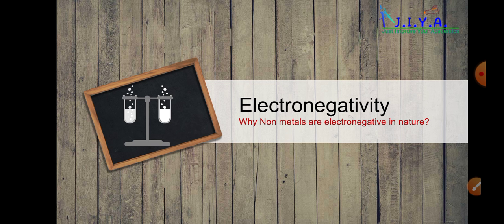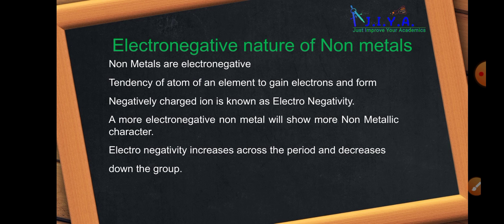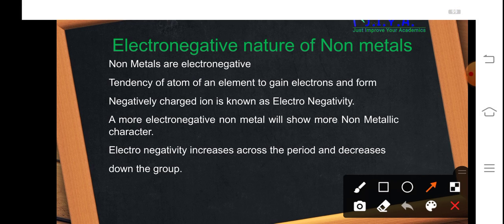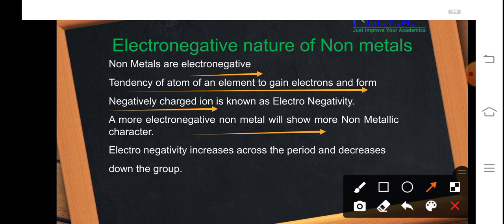Now let us talk about electronegativity. Why are nonmetals electronegative in nature? Nonmetals are electronegative in nature, this we know. Now what is this electronegativity? The tendency of an atom of an element to gain electron and form a negatively charged ion is known as electronegativity. That is, if an atom gains an electron, then it forms a negatively charged ion. This tendency of gaining electron by a nonmetal atom is known as electronegativity. A more electronegative nonmetal will show more nonmetallic character.